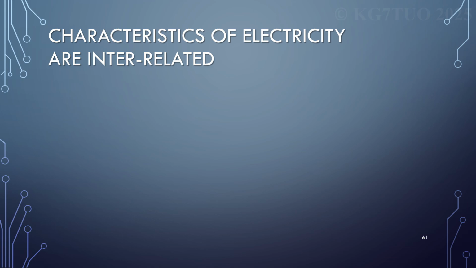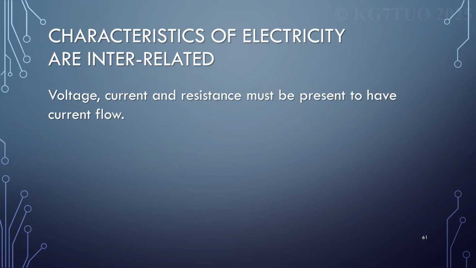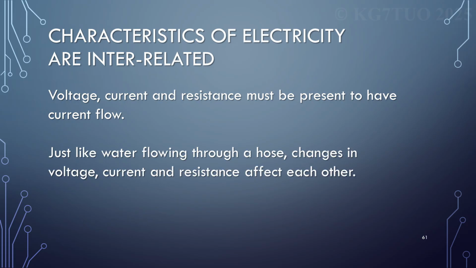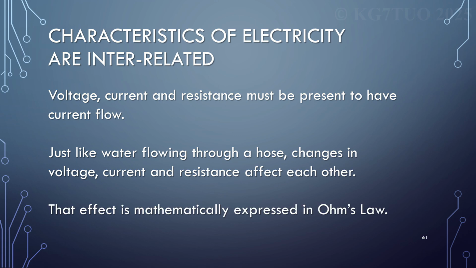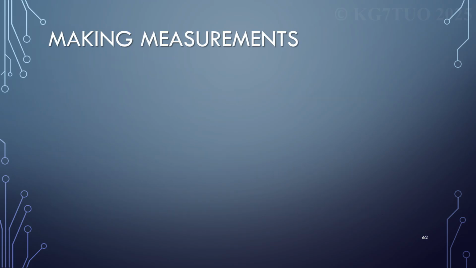Characteristics of electricity are interrelated. Is this where we get into... Yes, you're going to love it. We get some math coming up. Voltage, current, and resistance must be present to have current flow. That's a basic concept. I don't know why that one's not in yellow. It should be. It's not in the text. Just like water flowing through a hose, changes in voltage, current, and resistance affect each other. So if you put your thumb over the end of the hose, it increases the pressure, right? The effect is mathematically expressed in Ohm's law.